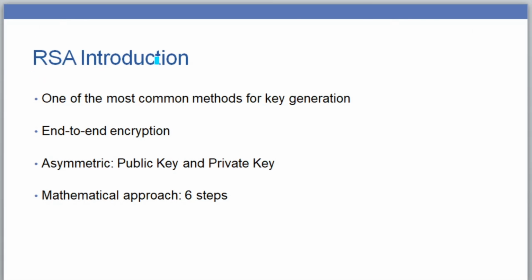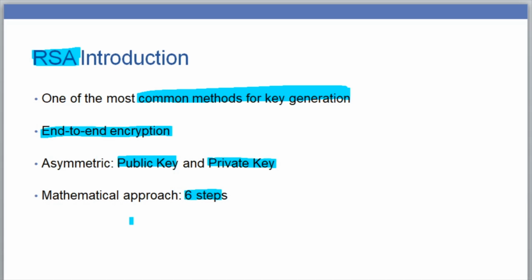What we're going to be focusing on today is called RSA encryption, which is one of the most common methods for key generation. It consists of 6 relatively straightforward mathematical steps and results in a public key that encrypts and a private key that decrypts, and this is specifically for end-to-end encryption. Although we will not be going over the reason why these mathematical steps actually work, we'll leave a link in the description if you would like to read up more on this.